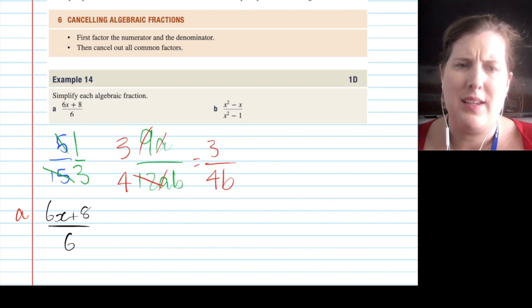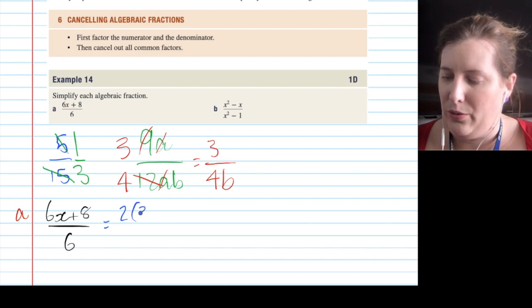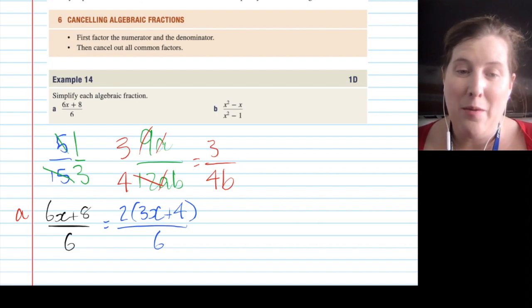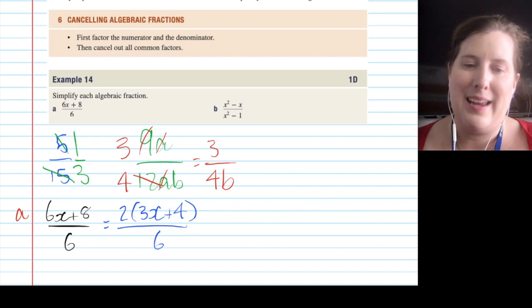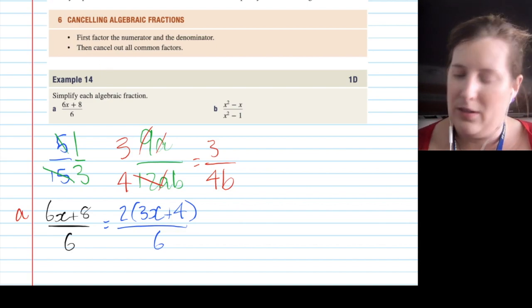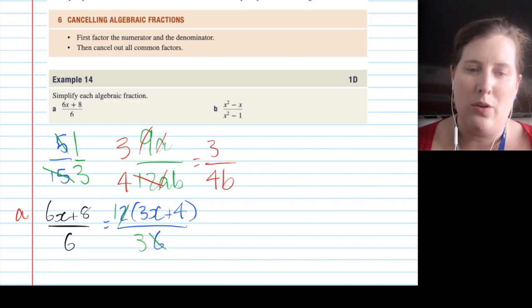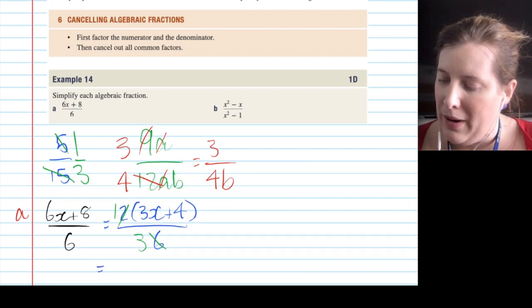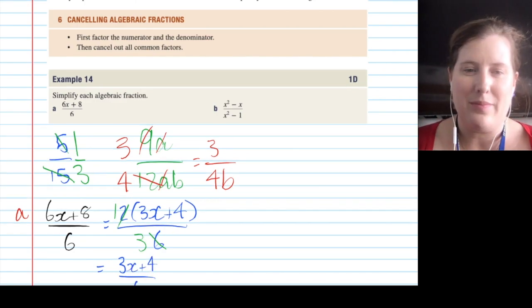What goes into both 6x and 8? Yes, it's 2. So we're going to have 2 outside of what's left. We've got 3x plus 4 all over 6. Now, because this is the same as 2 times 3x plus 4, I can now simplify that 2 and that 6. 2 goes into both of those. It goes 1 time into 2 and it goes 3 times into 6. So we're going to end up with 1 outside of, well, if we have a 1 outside, I don't bother writing it, 3x plus 4 all over 6.